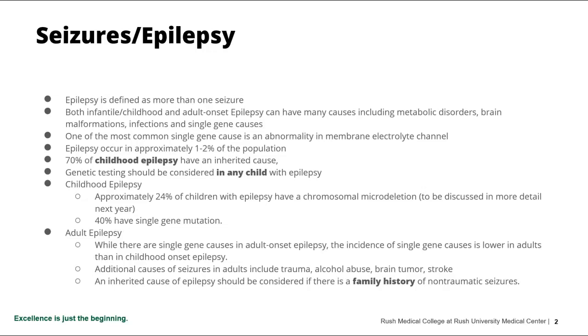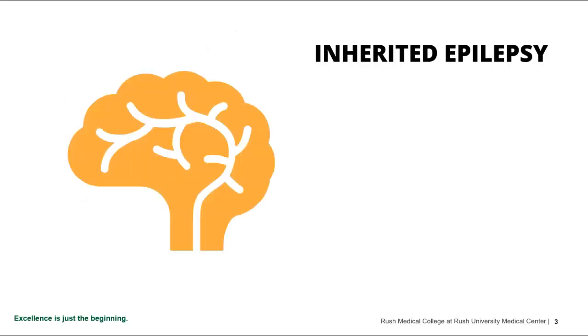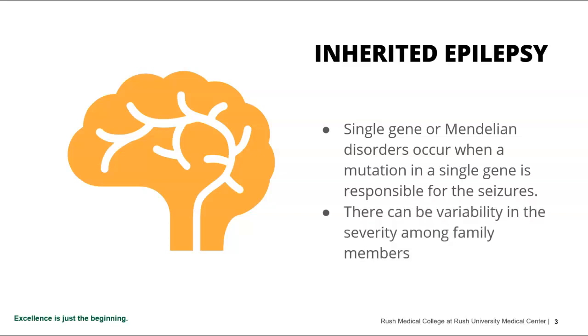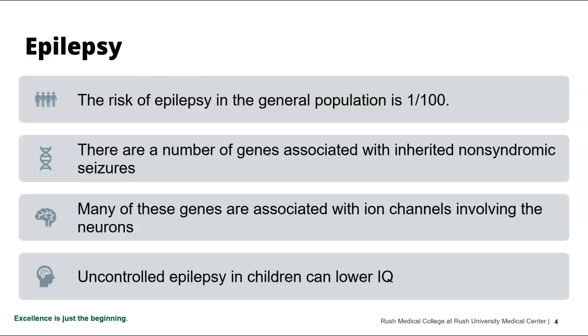One thing I want to go back to with the microarray is a young baby, you're not going to maybe know that they have developmental delay because they're too young to know that. So single gene or Mendelian disorders occur when a mutation of a gene is responsible for the seizures. There can be variability, with two people in the family having that gene, one person having a lot of issues with seizures and the other one not so much. And over time, we'll understand this better.